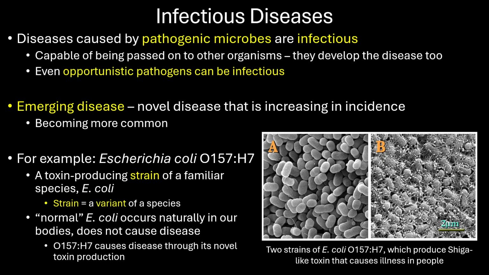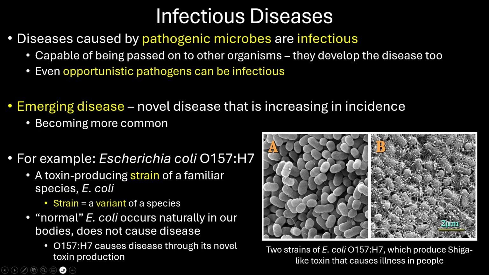Let's talk a little bit about disease as a whole here. So a disease that is emerging, an emerging disease, is one that is novel and it is increasing in incidence. It's becoming more common. So, for example, here's a specific strain of a very familiar species, Escherichia coli, okay? E. coli. This is the full name of that species. But these species come in many different strains, which is just a variant of a species.